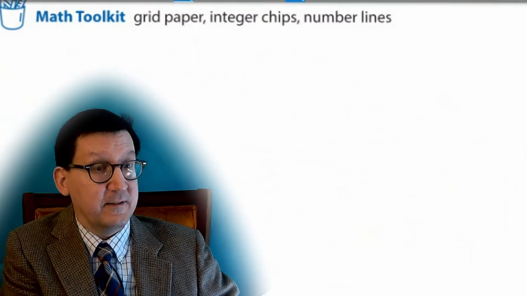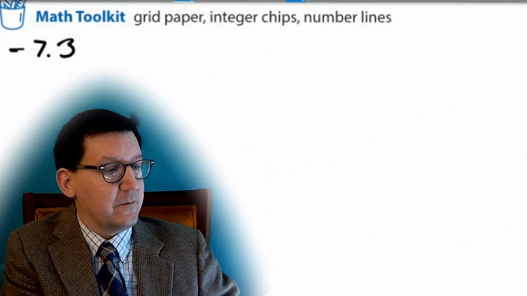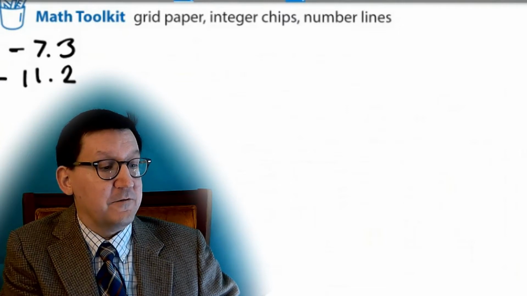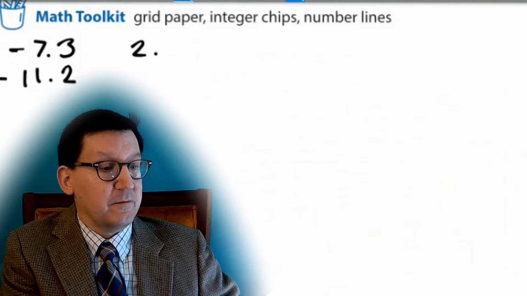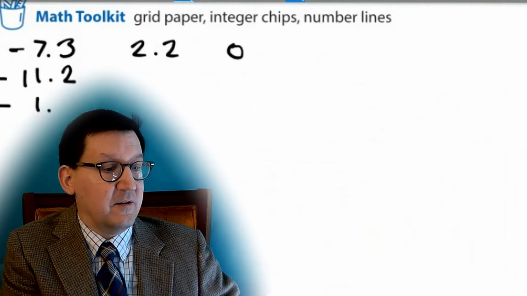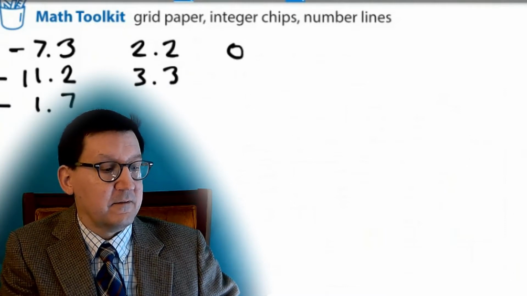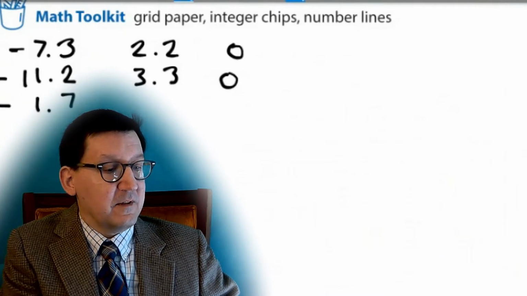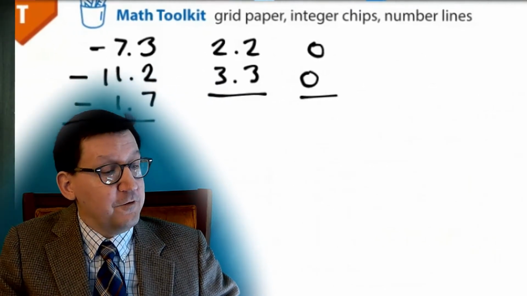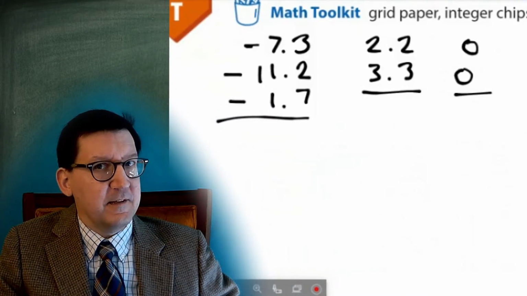At negative 7.3, negative 11.2, positive 2.2, 0, negative 1.7, positive 3.3, and another 0. Now notice what I've done here. I've grouped these up, and I've grouped them into all the negatives, all the positives, and all the zeros. So that just makes it a little easier to add everything together.